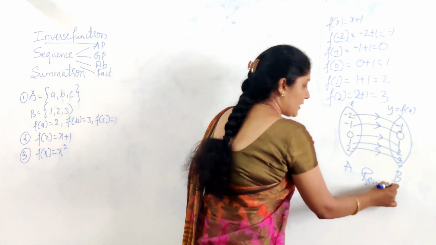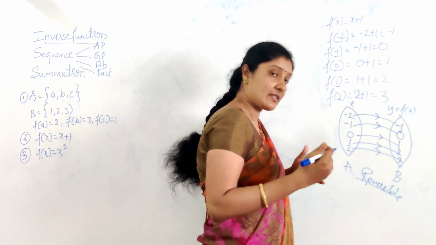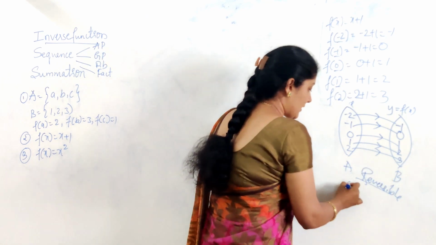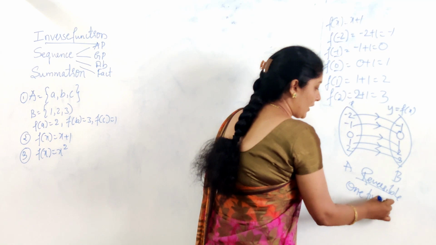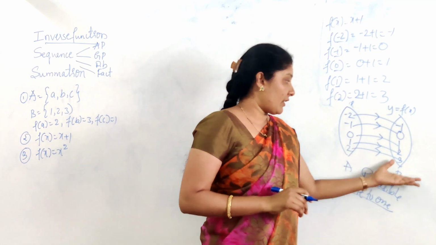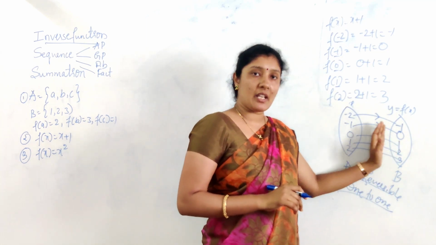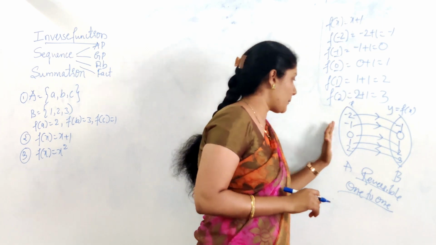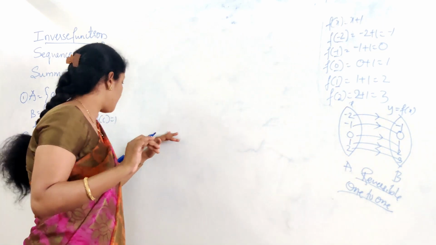Why is it reversible? Because, as we studied in the last class, it is a 1-to-1 function. So what does 1-to-1 function mean? There is a dedicated image as well as a pre-image. Okay. Now we shall study one more example based on this.